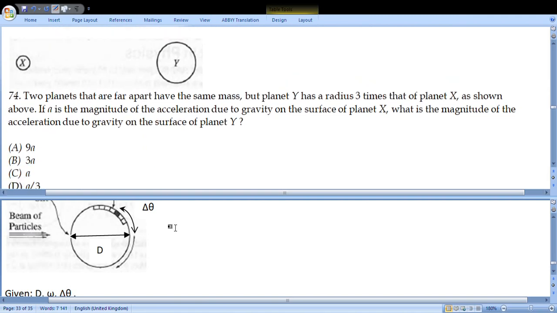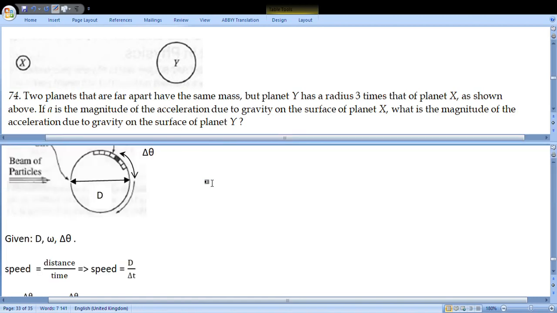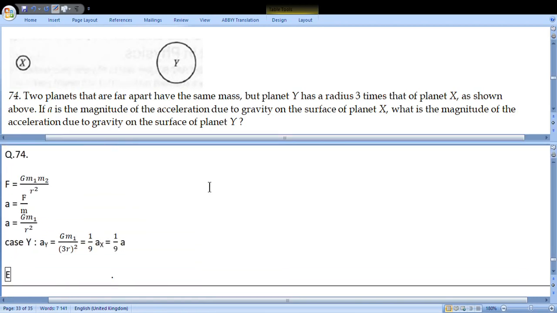74. Two planets that are far apart have the same mass, but planet Y has a radius 3 times that of planet X as shown above. If A is the magnitude of acceleration due to gravity on the surface of planet X, what is the magnitude of the acceleration of gravity on the surface of planet Y?